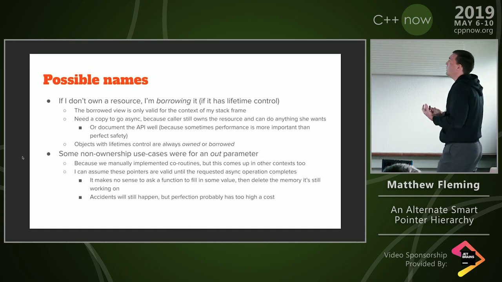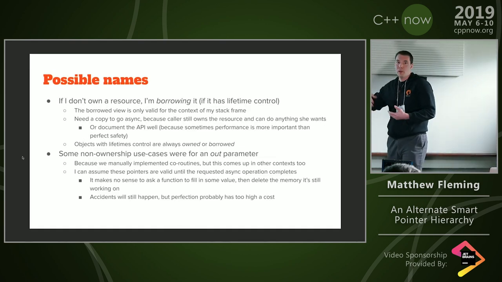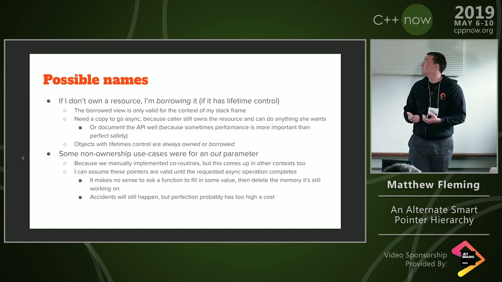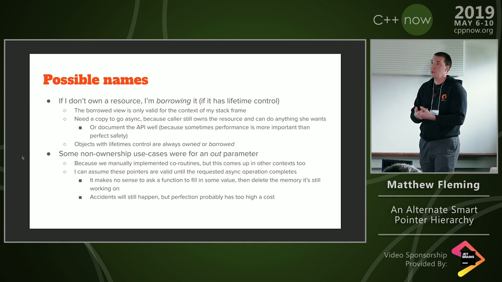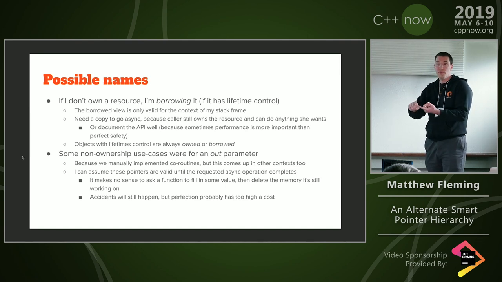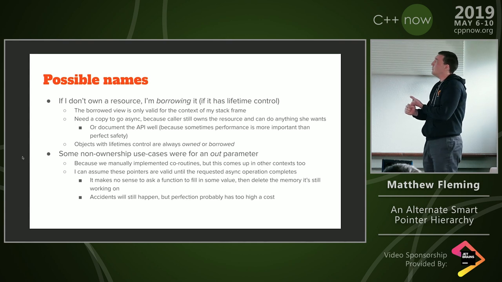So let's start thinking about names. If I don't own a resource, then I'm borrowing the resource. This borrowed view is only good for the context of your stack frame. If I pass a borrowed into a function, since you don't own the resource, you either need to use it in the stack or make a copy of it or do something else to preserve the lifetime, which is the same semantic you should have with a reference.